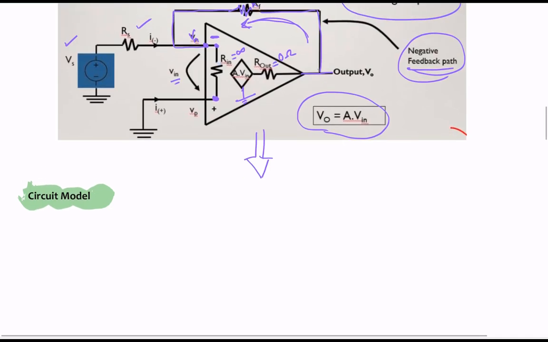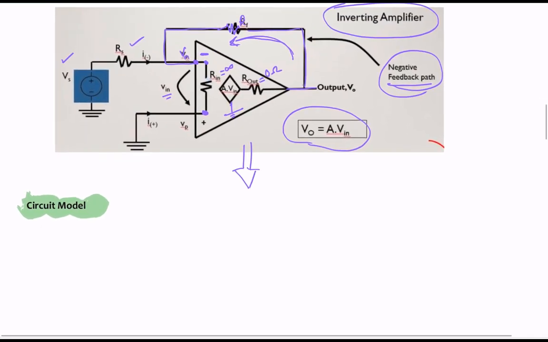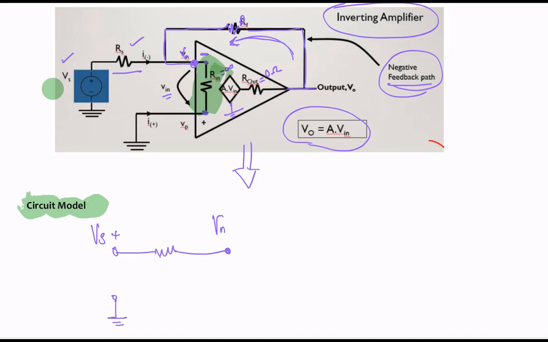Now, transforming this circuit into a circuit model, how would it look? Let's start from the Vs here. I'm going to say this is my Vs positive terminal, and this is my negative terminal of Vs, and it's connected to the ground. Then I have the source resistance here, which is connected to the source. Then I have this node right here, which is Vn. So I'm just going to say this is my Vn. This resistance right here is going to be extremely high. Remember, it's going to be infinity, right?